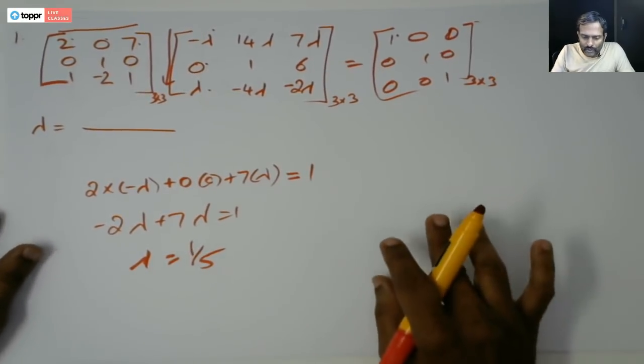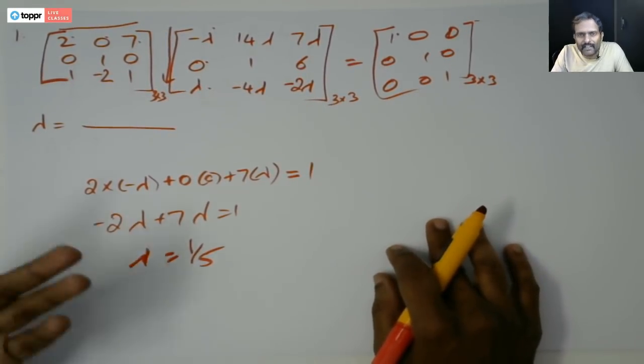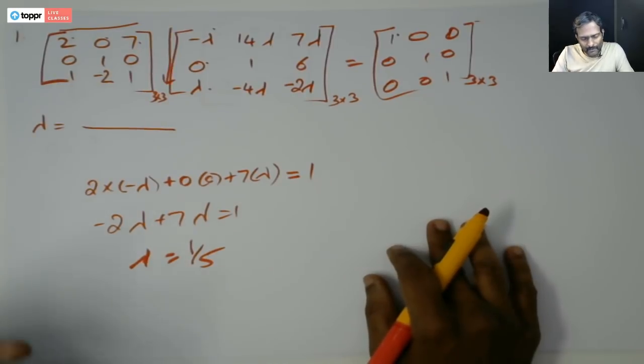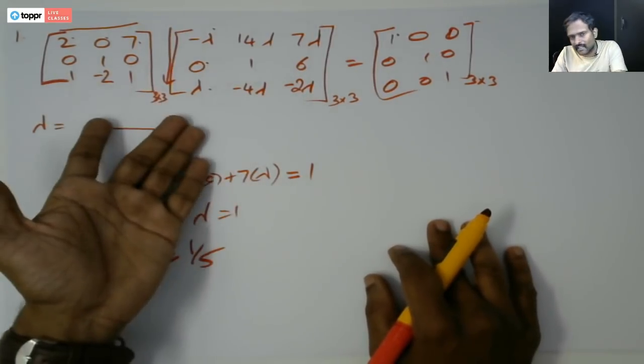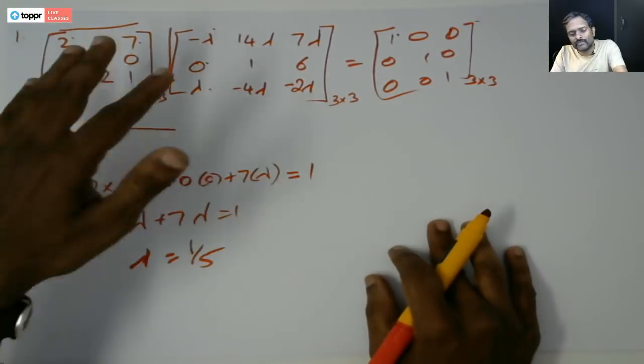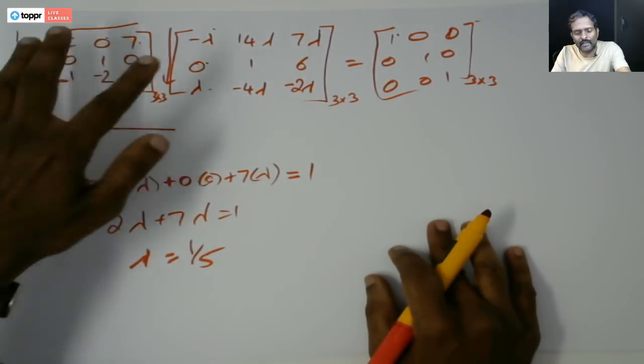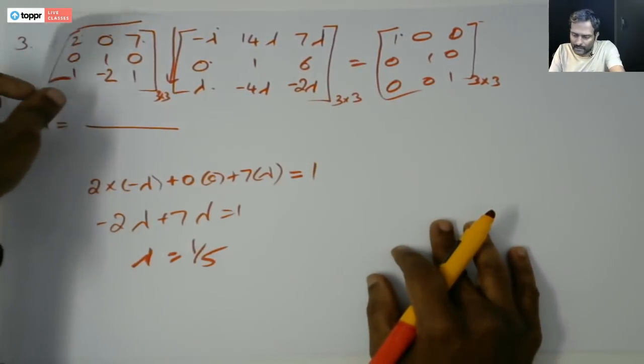I told you, right, when do we need comparing matrices? When the elements are exactly equal. In this case, we don't know the value of lambda. So now we are able to find out the value of lambda when we compare the corresponding elements.